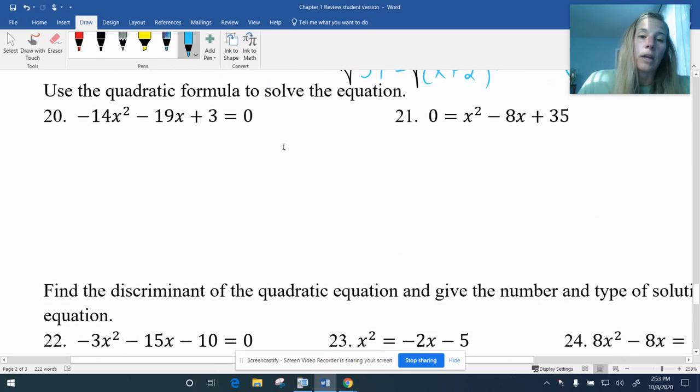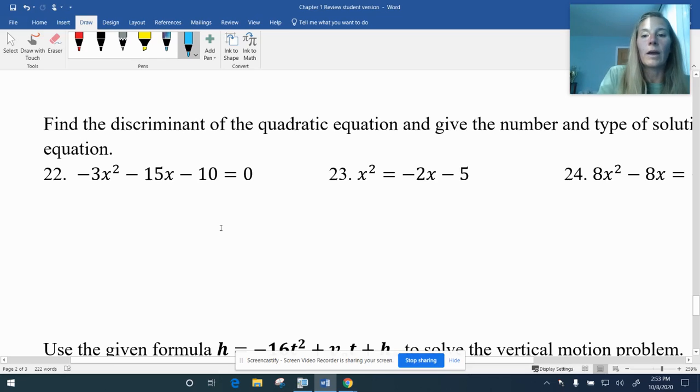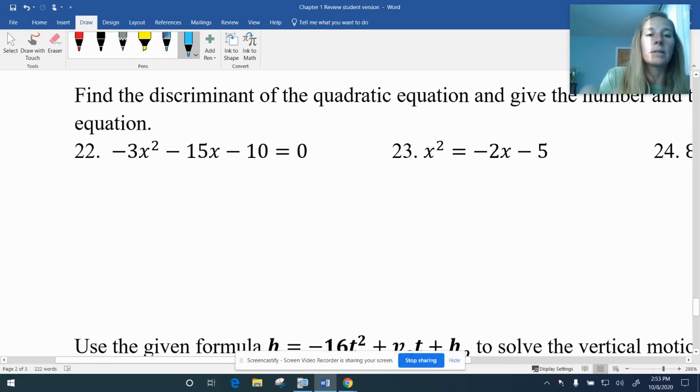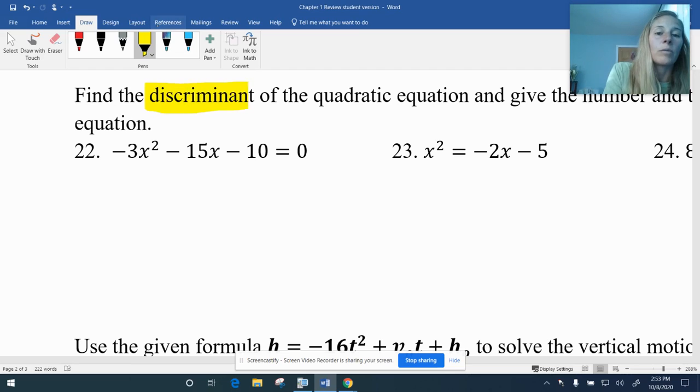All right, using quadratic formula to solve the equation. Now, before I do these two, I'm going to go through the discriminant because I think it's really important that we use our discriminant whenever possible to help us with that quadratic formula.